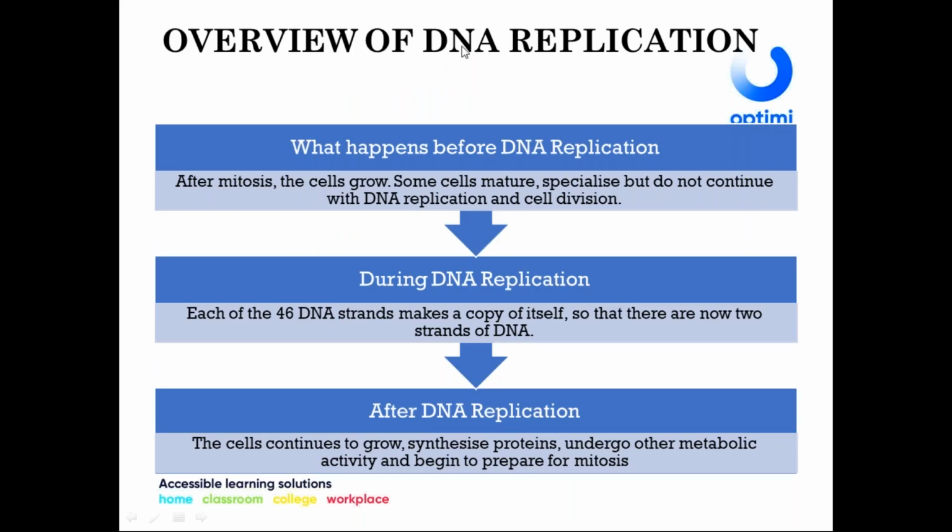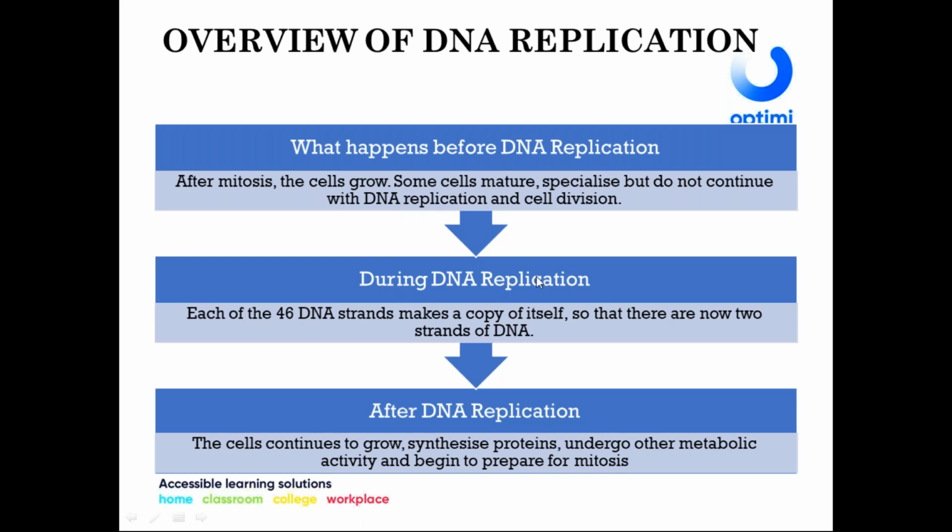So let's look at an overview of what happens during DNA replication. We're going to look at what happens before, during, and after DNA replication. Before DNA replication happens, remember mitosis from grade 10. We won't be going through mitosis, but it is involved somehow. Mitosis is that cell division whereby a cell duplicates itself for growth, for repair, and for replacement of dead cells. After mitosis, the cells grow. Some will mature and specialize, some will divide again, and some will replicate their DNA.